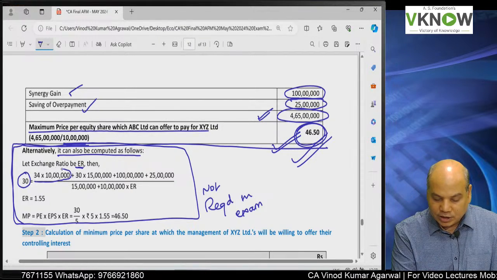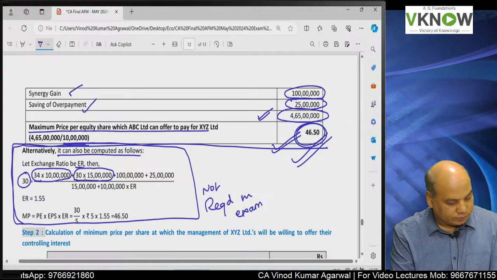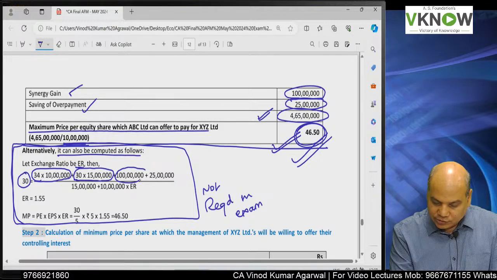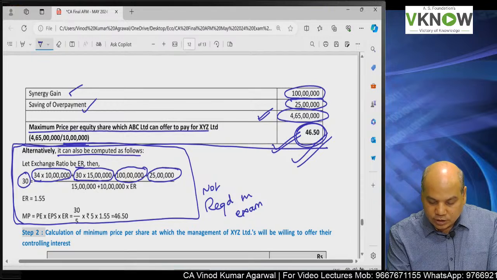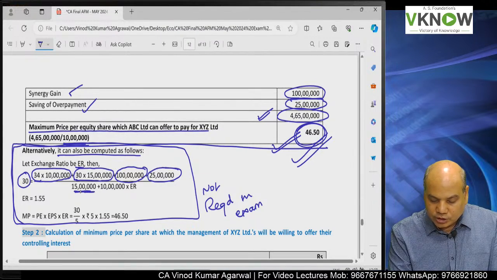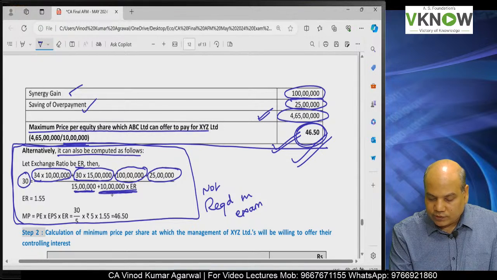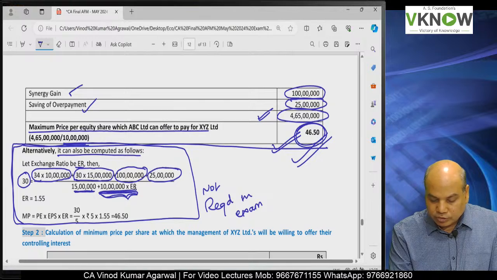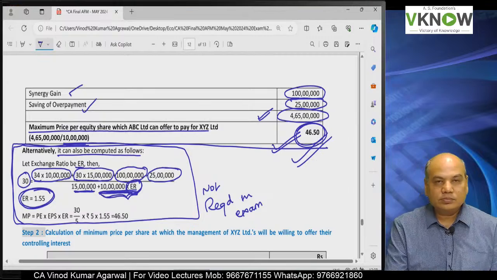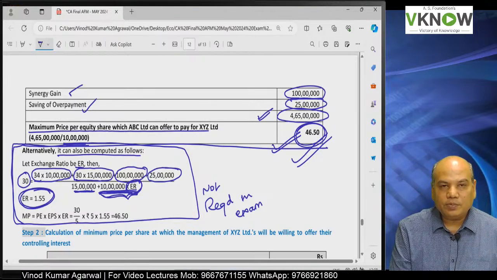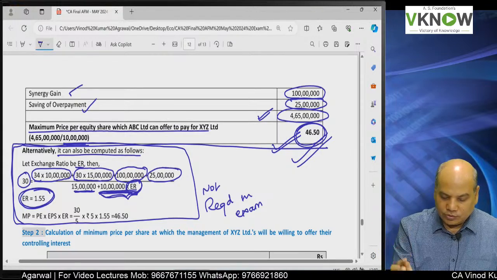This is the market capitalization of XYZ. This is the market capitalization of ABC. This is synergy gain. This is saving due to lower salary and perks payment. Divide by the number of shares of ABC and the number of shares issued to XYZ, 10 lakh into exchange ratio. When I solve it for the exchange ratio, I get 1.55. Share exchange ratio should be 1.55, that is 1.55 shares against 1 share in XYZ.